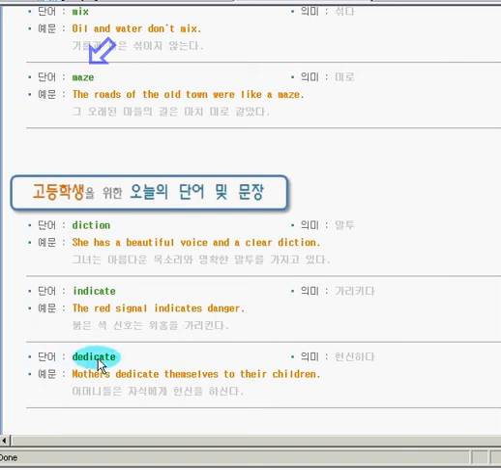Okay, we go now to dedicate. Dedicate means to commit oneself to somebody or something. Like for this example, mothers dedicate themselves to their children. Let's read it again. Mothers dedicate themselves to their children.